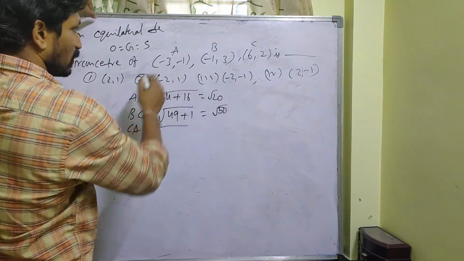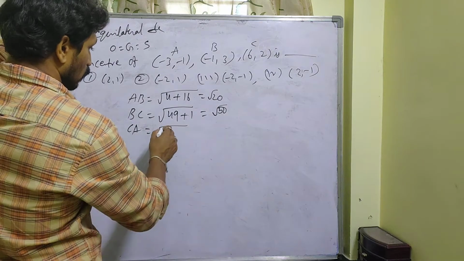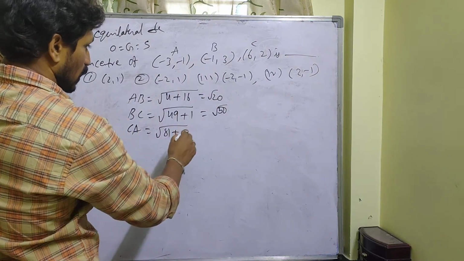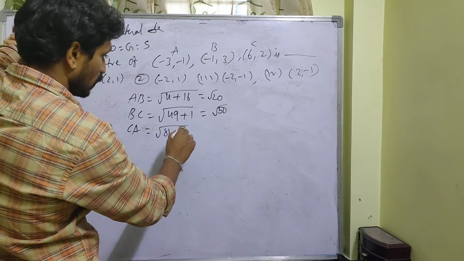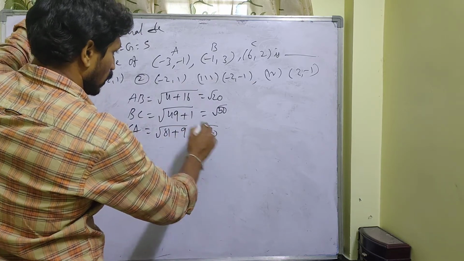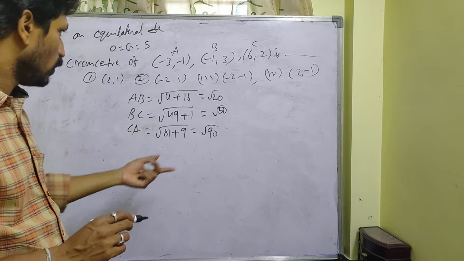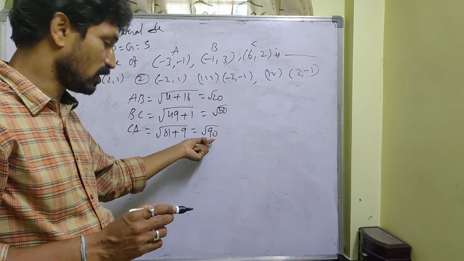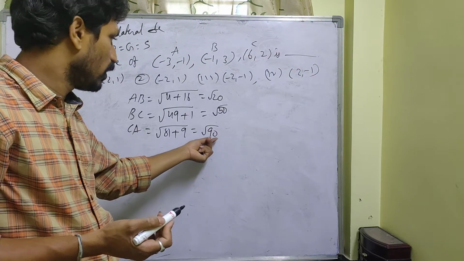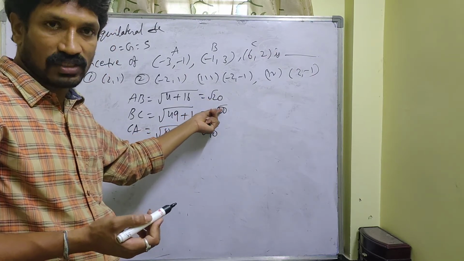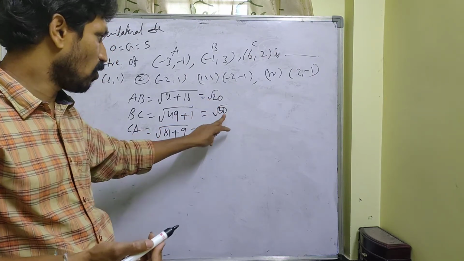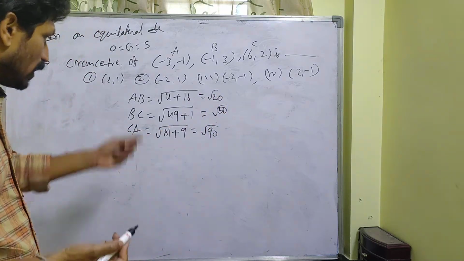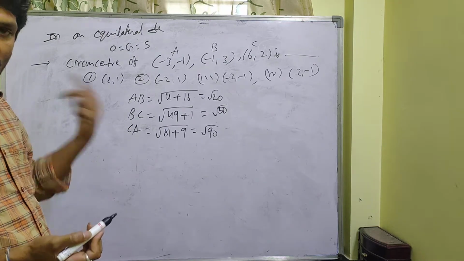Next, CA: (6 plus 3) whole square, that is 9 square, means 81, plus (2 plus 1) whole square, that is 3 square, means 9. So this is equal to root 90. These sides are not equal, so it is not an equilateral triangle. Then check whether it is a right angle triangle or not: the biggest side squared should equal the sum of the squares of the remaining two sides. 90 is not equal to 50 plus 20. So it is neither an equilateral triangle nor a right angle triangle.